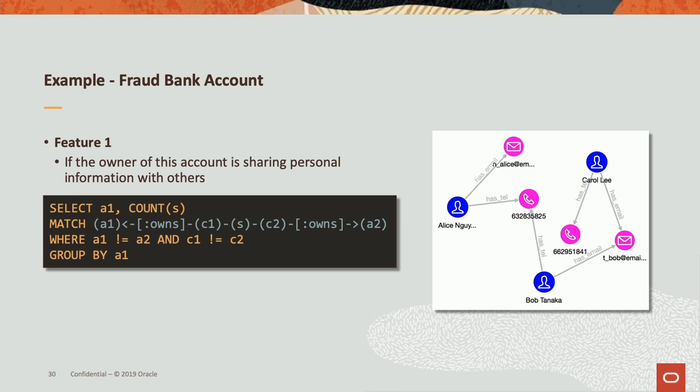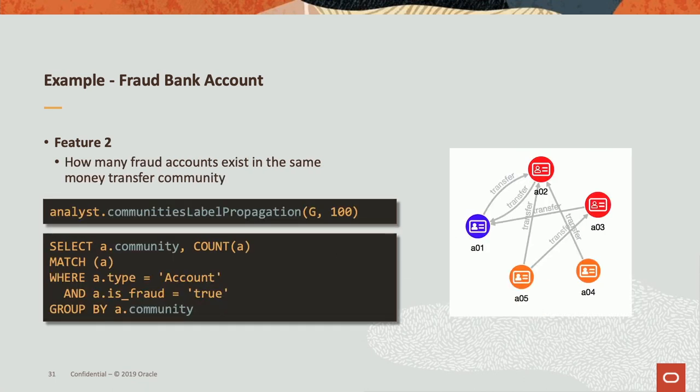Another feature: how many fraud accounts exist in the same money transfer community? This is a very, very small network, but let's say this one is a bad account, and you can easily find this one is well connected to this bad account. So this can be suspicious, right? If you have a large money transfer network, you have to automate this with an algorithm. If you find this one and this one in the same community, with a label propagation algorithm you will find how many bad accounts are in one community, and if an account is a member of a bad community, it's suspicious, right? So this is another indicator.